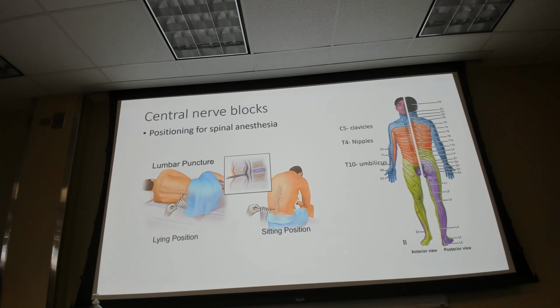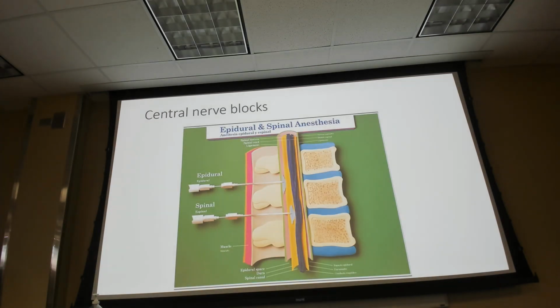But as you can see from the dermatomes there, that's where we're going to get anesthesia relief, depending on what level we're going to. And then here's just a great A&P animation of where those different blocks are going. So obviously your epidurals go into the epidural space, and the spinal's going into the CSF.